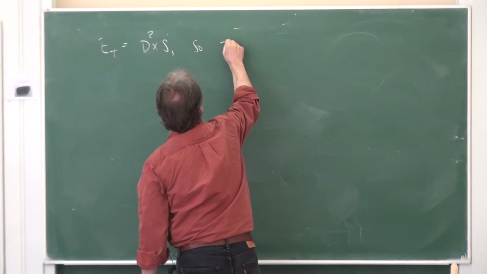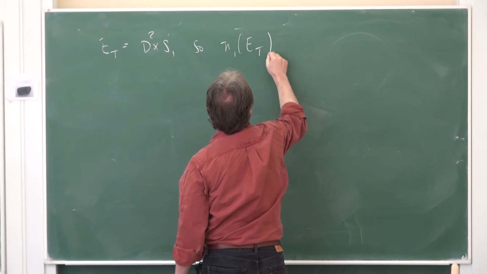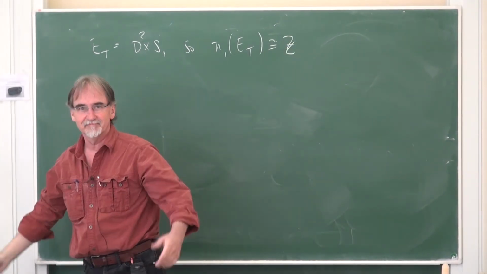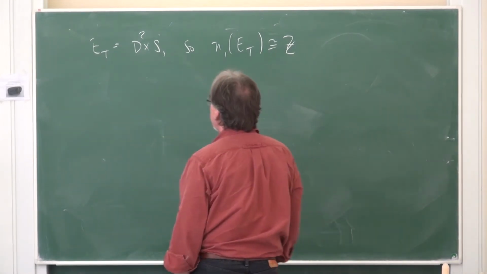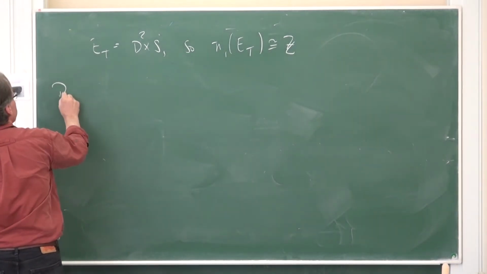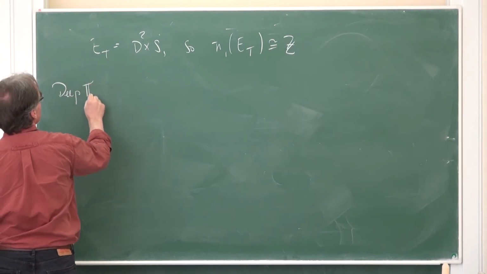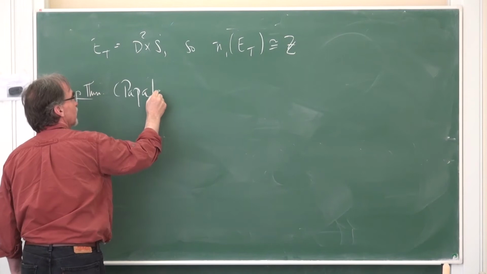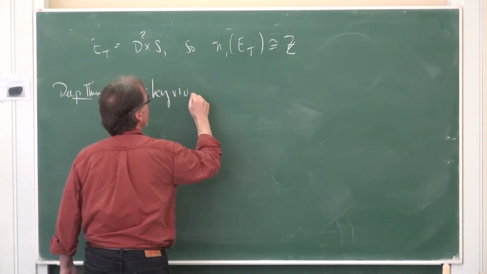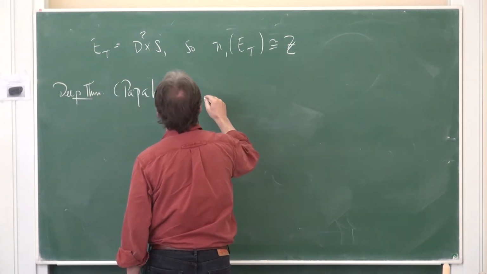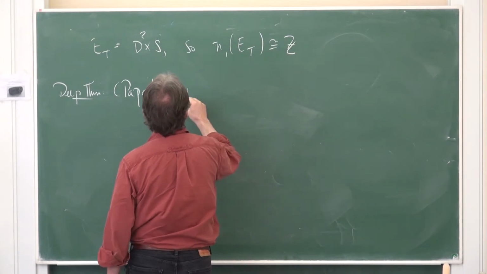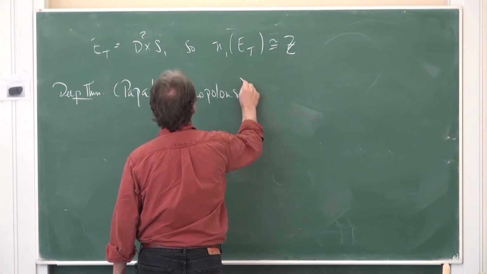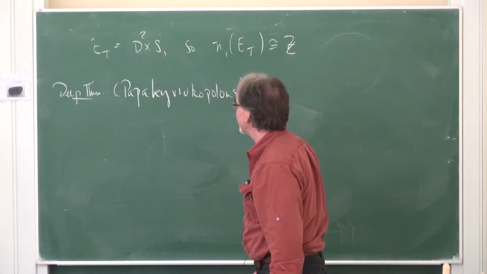And so in particular, pi1 of the exterior of the trivial knot is Z, because it has the homotopy type of a circle. So those are very, very basic things. And a deep theorem of Papakyriakopoulos. I don't know if I spelled that right. It's close.